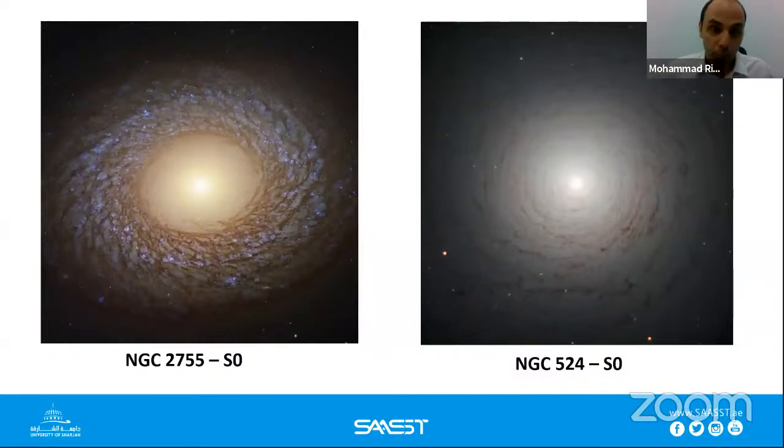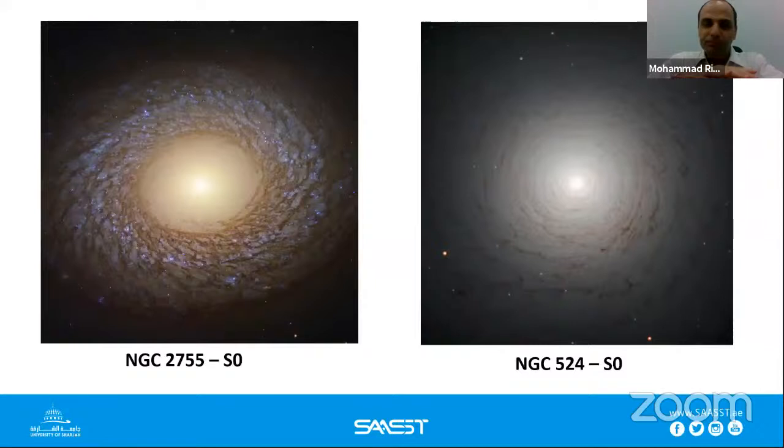So here is a common example. We have two examples for the lenticulars. All the lenticulars have the same designation, S0. So there is no lenticular 1, 2, 3. All of them are lenticular. They look like spirals or, sorry, ellipticals, but with dust and gas formation and clusters around the nucleus. This is one of these examples, NGC 7255, and the other example is very, very clear. It shows the idea at first glance here.